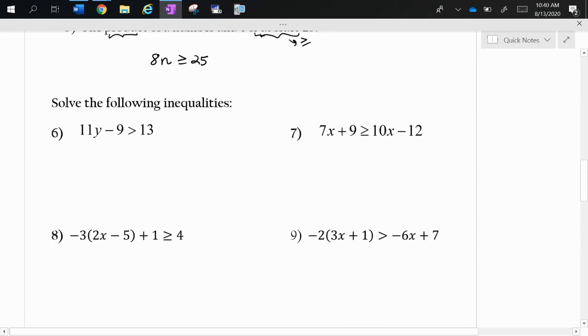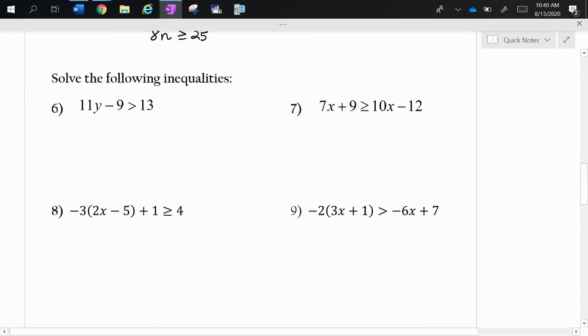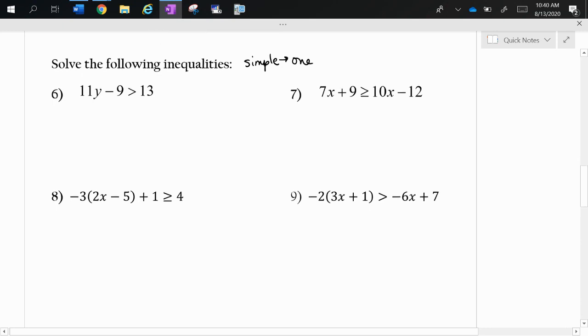The next thing I want you to be able to do is to solve what's called a simple inequality. And in this case, simple does not mean easy. Simple just means that there is only one inequality here. So number 6, we're going to solve this inequality exactly the same way we solve equations. So we solve inequalities the same way that we solve equations, which means we do opposite operations.